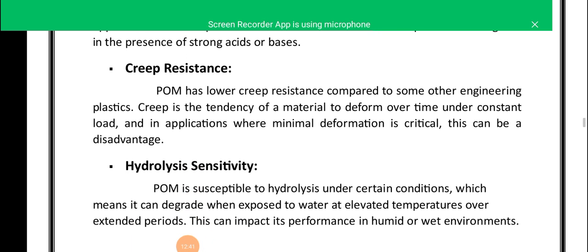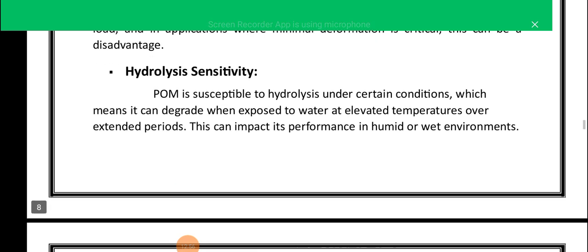Creep resistance. Polyoxymethylene has lower creep resistance as compared to some other engineering plastics. Creep is the tendency of a material to deform over time under constant load, and in applications where minimum deformation is critical, this can be a disadvantage.